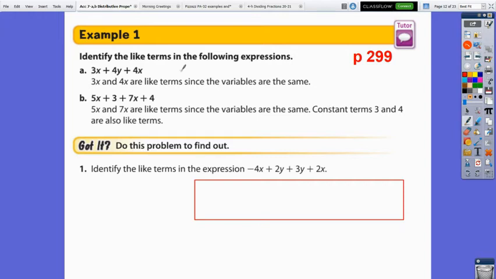So you get the vocabulary here. You should be able to identify the like terms in these expressions and also say how many terms there are. So letter A here, there are 3 terms, and the like terms are 3x and 4x because they have the same variable. Letter B, 4 terms. 5x and 7x are alike, and 3 and 4 are alike, like terms. All right, so they got it here. What are the like terms in this expression?